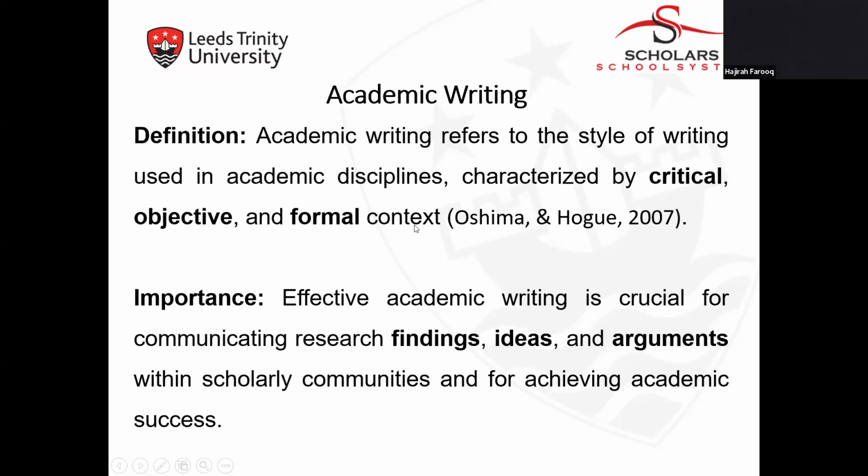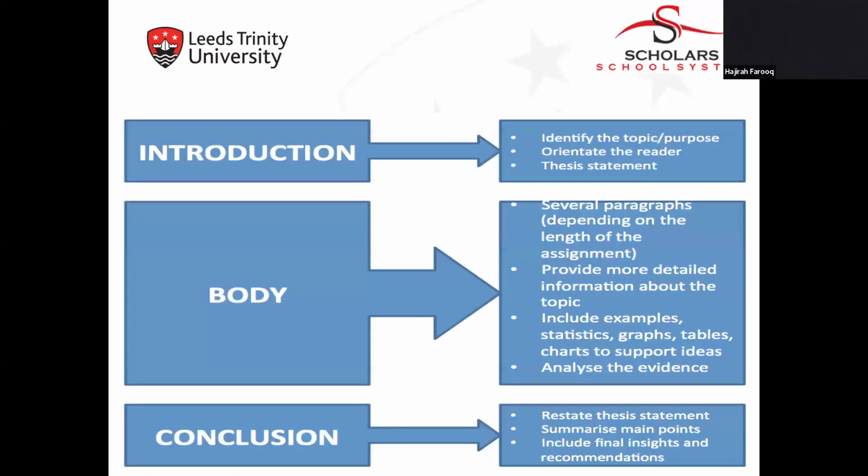The importance of academic writing is to basically communicate your research findings effectively and your ideas and arguments within scholarly communities and for achieving academic success. So the structure of academic writing, the basic structure is very simple. You have an introduction, you have a body, and you have a conclusion.